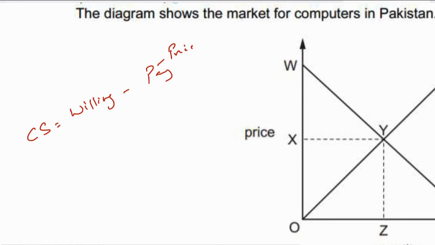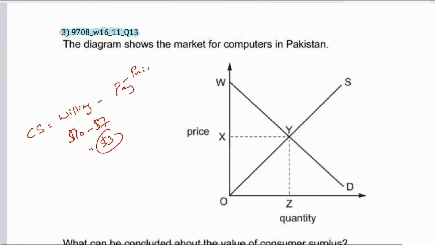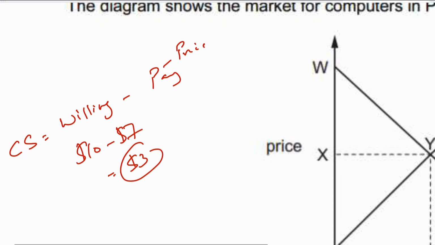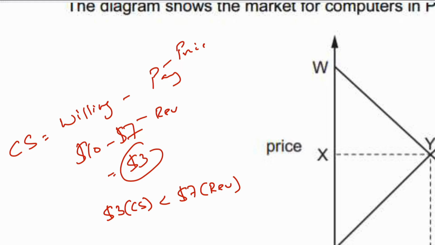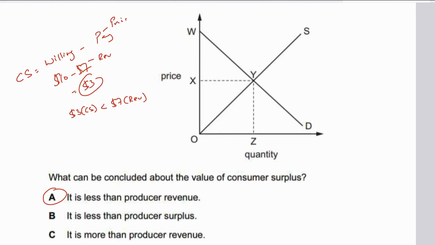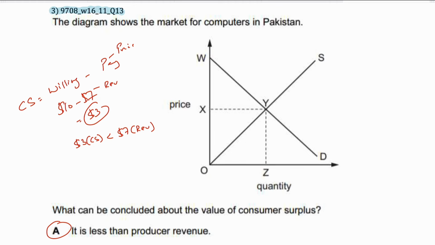So let's say you're willing to pay $10 versus the actual price that you end up paying is $7, so your $3 is your welfare gain, your consumer surplus, the extra welfare that you gain by paying less than what you were actually willing to pay. Now the price that you pay is an expense for you, but it's revenue for the producer, right? So the $7 is the price you pay, but it's also revenue for the firm. So you see that mathematically the consumer surplus, which is $3, is less than the $7 in producer revenue, right? So the answer option has to be A, it is less than producer revenue. It's a simple question, just twisting and playing with your mind.